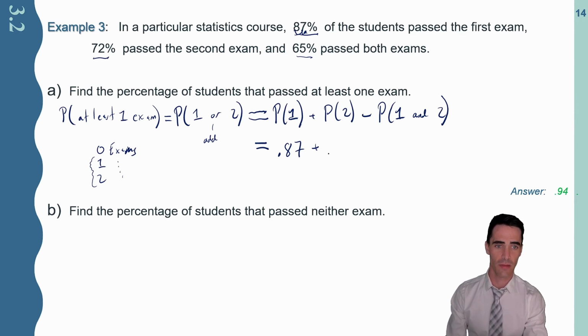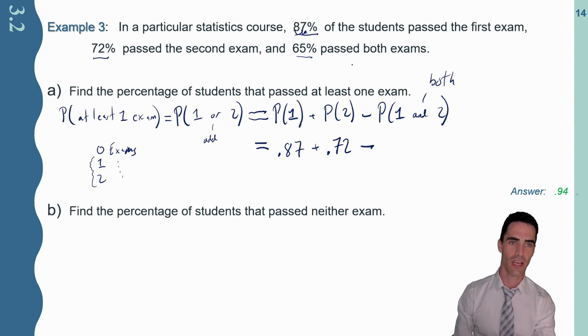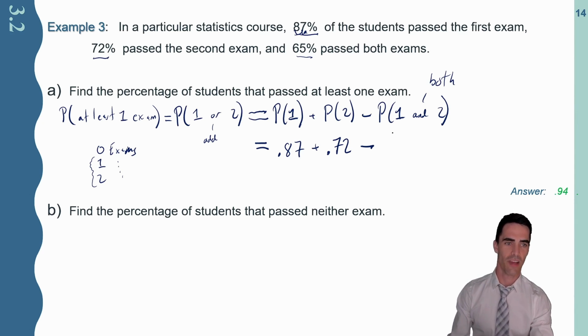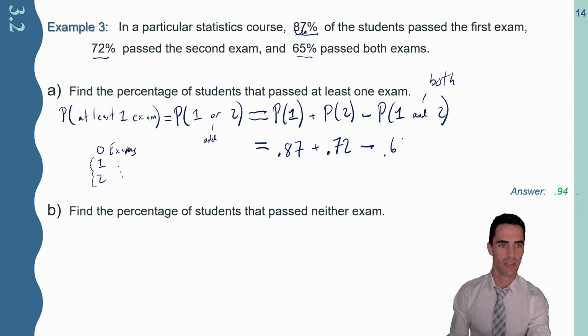Plus, for the second exam, 72% passed. And so it's going to represent 0.72 minus their overlap. That is that they passed both of them. These are the great students that did well on both of those tests, passed them both, 65% or 0.65. If you add and subtract those, you should get a pretty high number. It looks like 0.94.